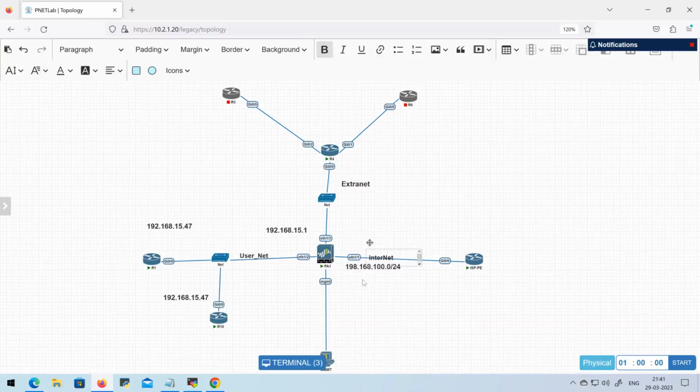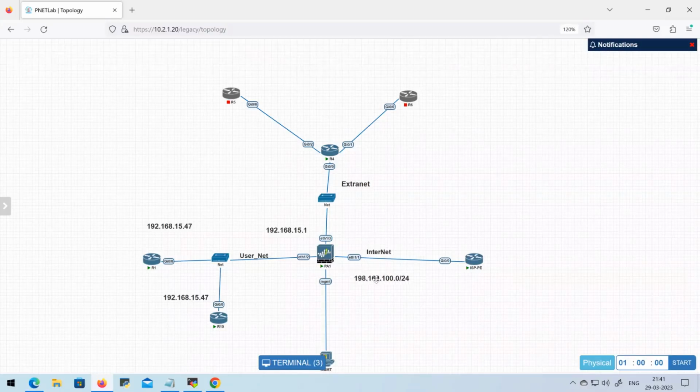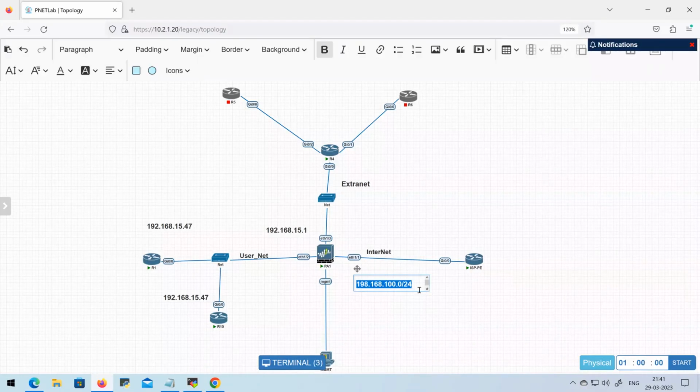The zone will be user net, but the IP address it will give is the firewall's internet IP address. So the destination will also be internet, right? Let me just think. Wait, guys, I do understand. One minute.